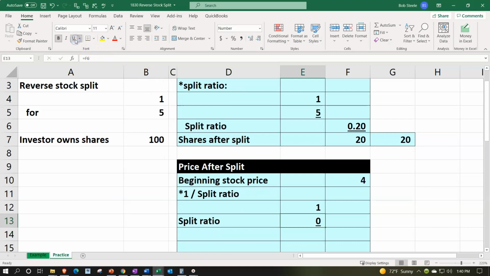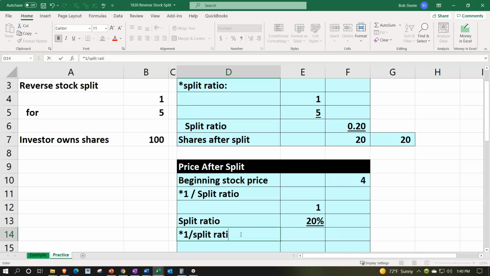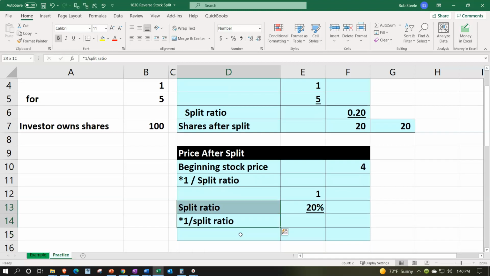Font group and underline it. Let's go ahead and number group, percentify it, and that's going to give us our calculation of 1 divided by the split ratio. And let's go ahead and do some indentations here. Let's indent that, indent that, and indent that.